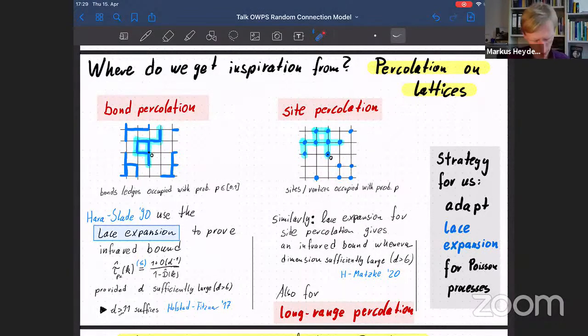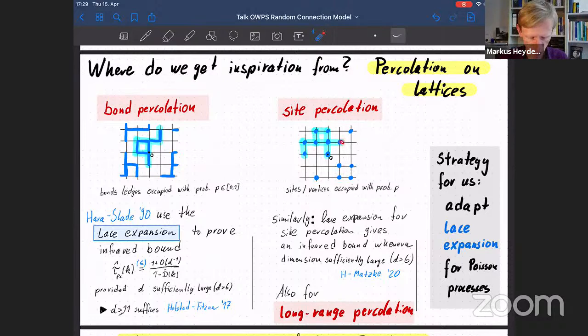And then there have been numbers floating around, but somehow the best, after a number of more optimizations, so d ≥ 11 is the number that came out in the work of Fitzner and Hofstad 3 years ago. So this has also been done on site percolation.